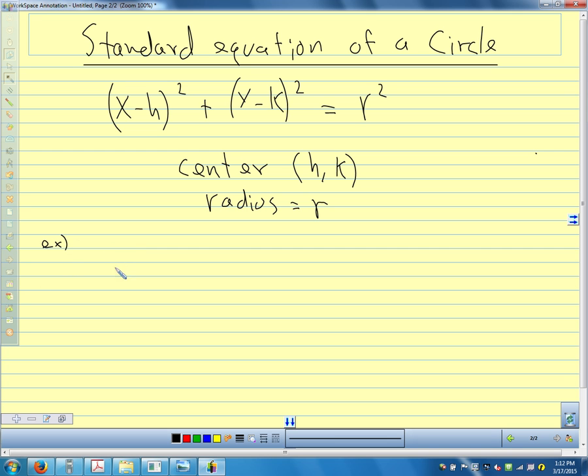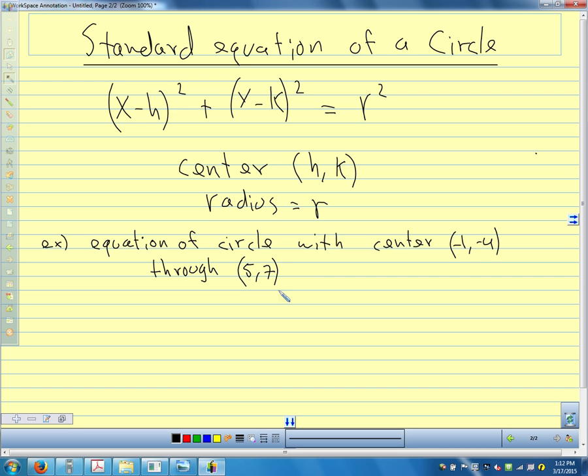All right, so the first one, we want the equation of a circle with center (-1, -4), and it goes through the point (5, 7). So we want to write the equation of the circle. So what is this question really asking us to do? Other than write the equation, what do we need to write the equation?